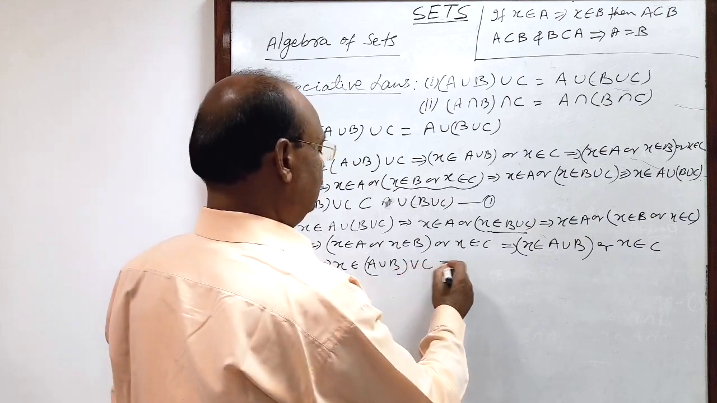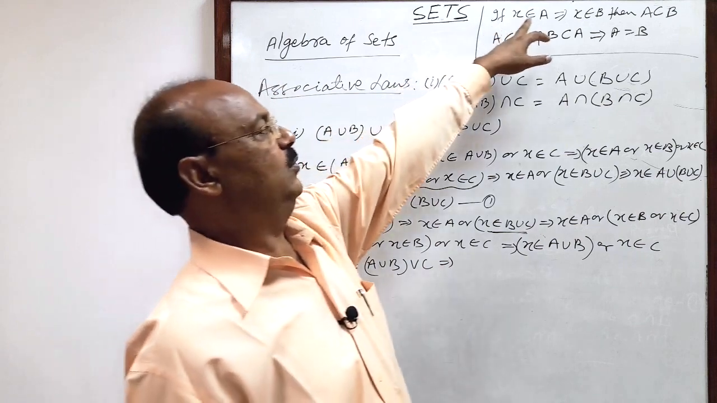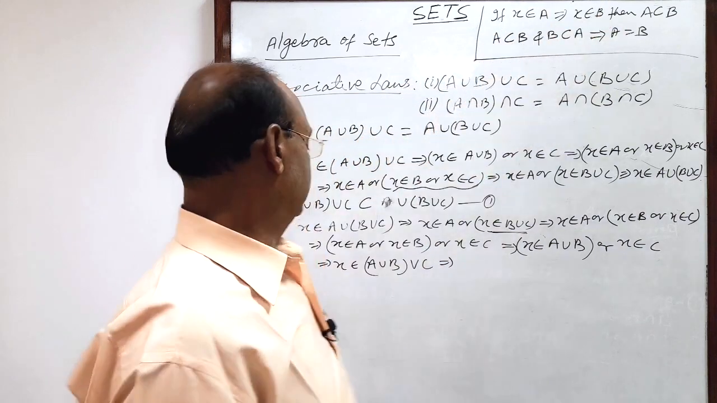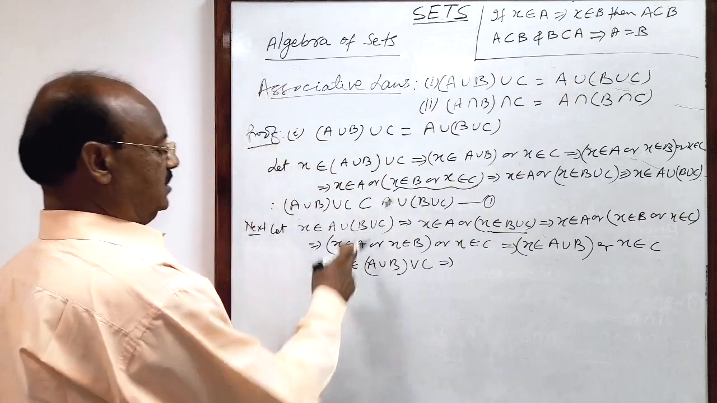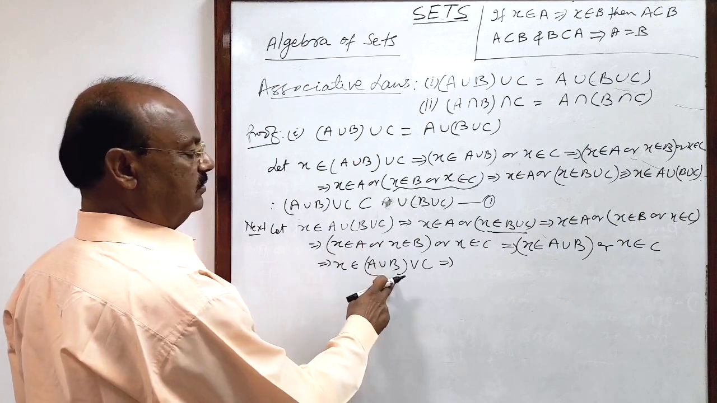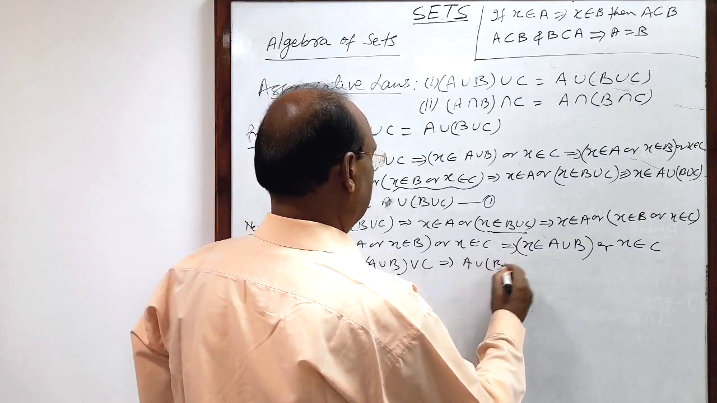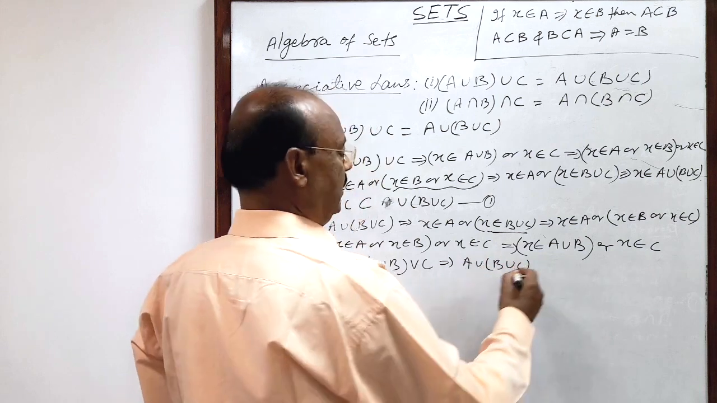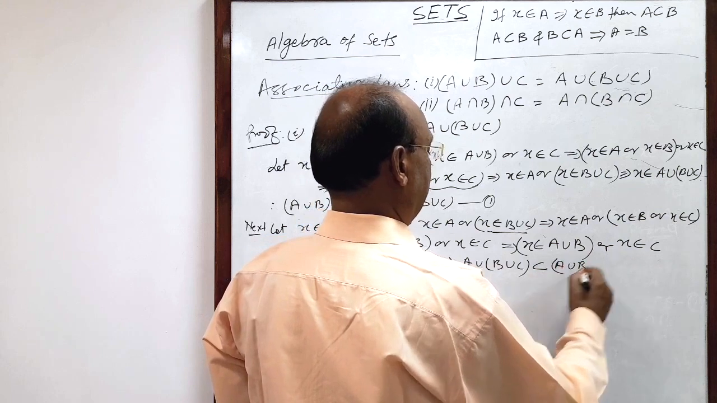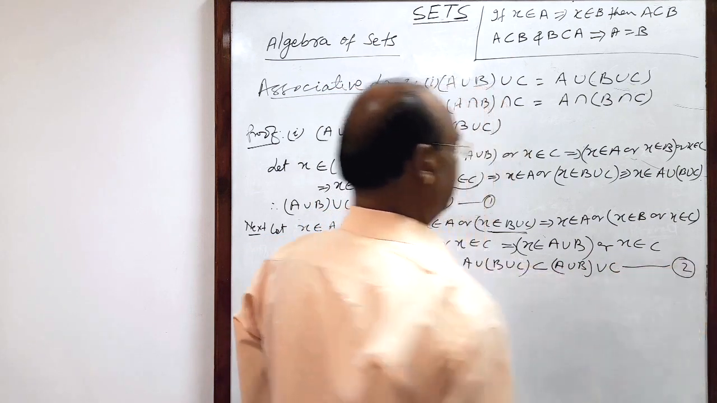So what does it show? What is implied by this property? X belongs to A implies X belongs to B means A is a subset of B. So similarly X belongs to this and implies X belongs to this, means this is a subset of this. So this implies that A union (B union C) is a subset of (A union B) union C. Let us call it relation number 2.